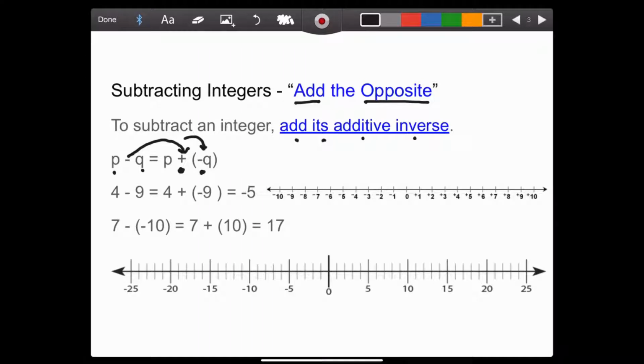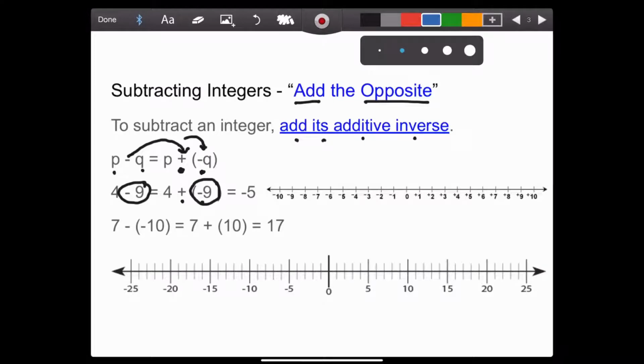Okay, so let's look at the numbers. If I have 4 minus 9, it's the same thing as 4 plus a negative 9. Subtraction is just like adding a negative. So here's a negative 5. Let's look at it on the number line. If I'm at 4, and I subtract 9, 1, 2, 3, 4, 5, 6, 7, 8, 9. I'm at negative 5.